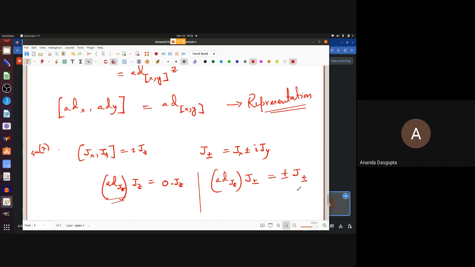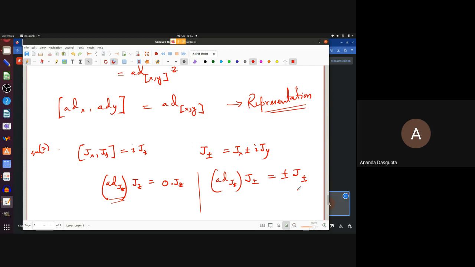That's not really the important thing. But I heard something: eigenvectors. These are eigenvectors, right? Jz, J plus, and J minus are nothing but eigenvectors of ad Jz. All you have done here is diagonalize this operation ad Jz and found the corresponding eigenvectors.